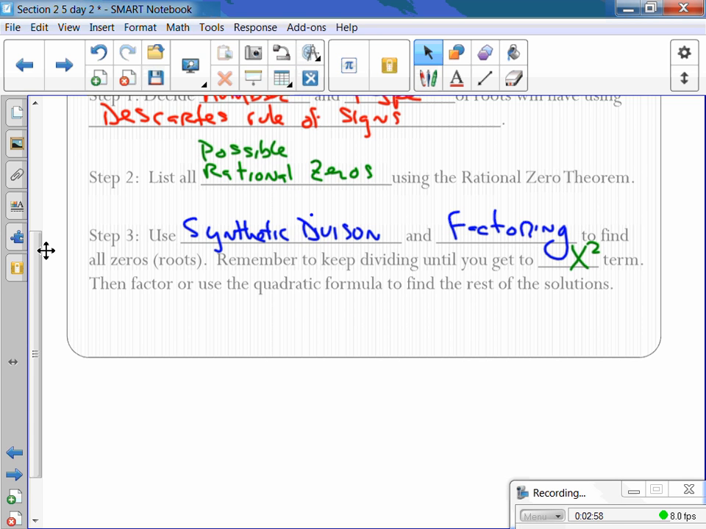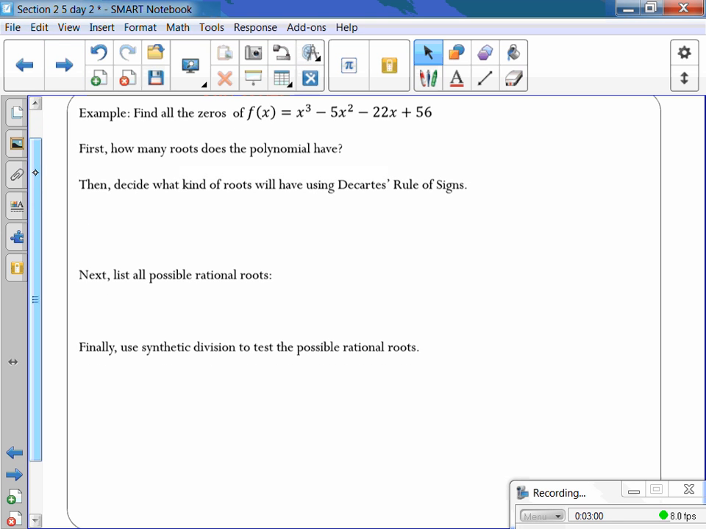So starting off, we're going to find all the zeros of f of x equals x cubed minus 5x squared minus 22x plus 56. Is there a GCF to factor out? Can I factor by grouping? No. So first things first, how many roots, how many zeros does this polynomial have? 3. It is a third degree polynomial, so we're going to have 3 zeros in the complex number system. Whether they're all real zeros, real and imaginary, I have 3 of them.